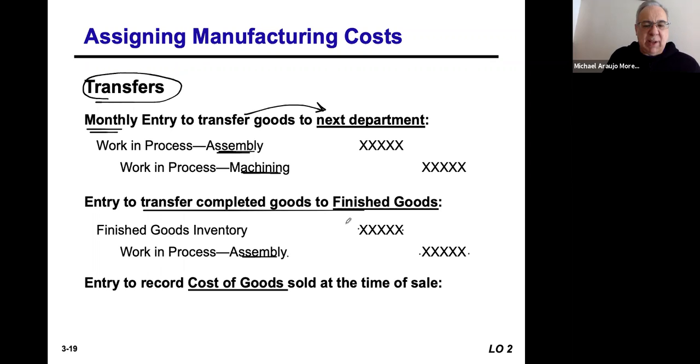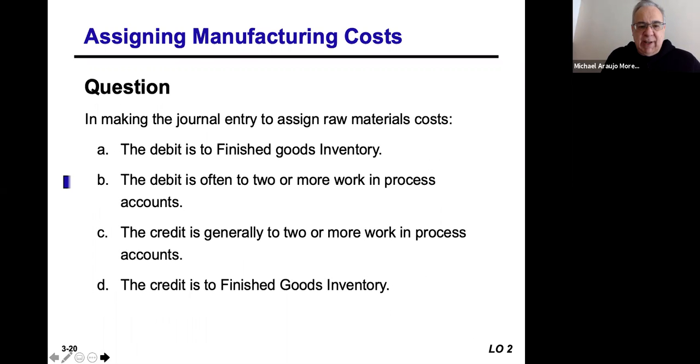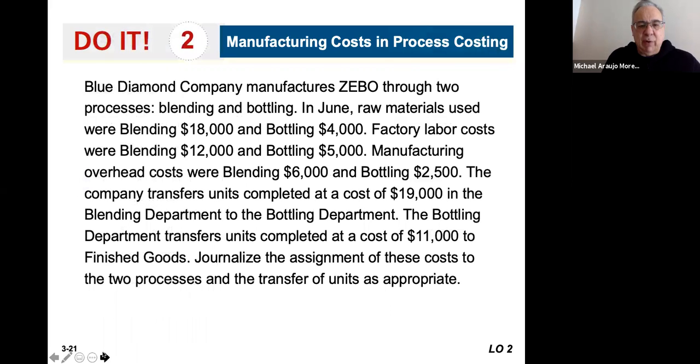And then, of course, once those finished goods are sold to customers, we can go ahead and record the cost of goods sold, which is an expense. So you'll see the debit side here, and finished goods inventory is where that came from, right? That's what they sold. So you're going to see these transfers happening over and over again, and that's a big part of what this objective is about. So lo and behold, we are already at the do it exercise for objective 2.